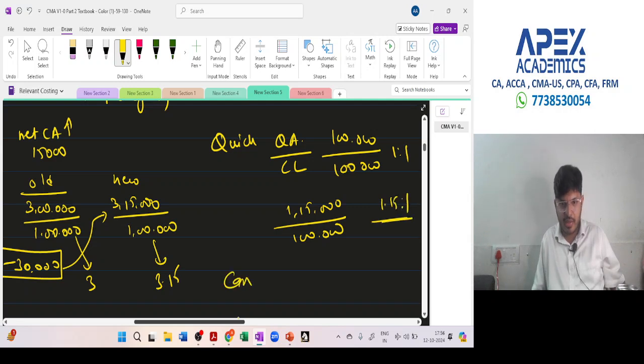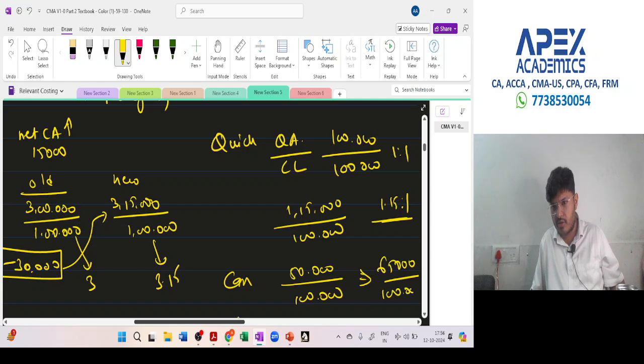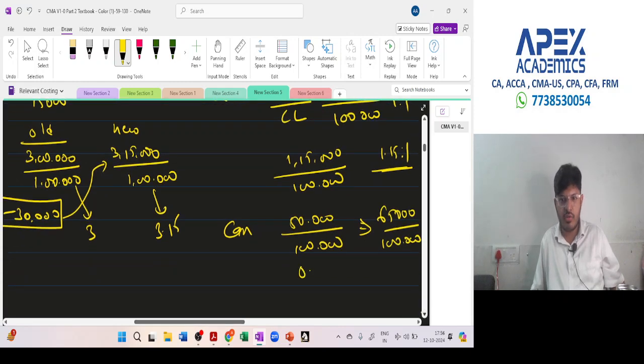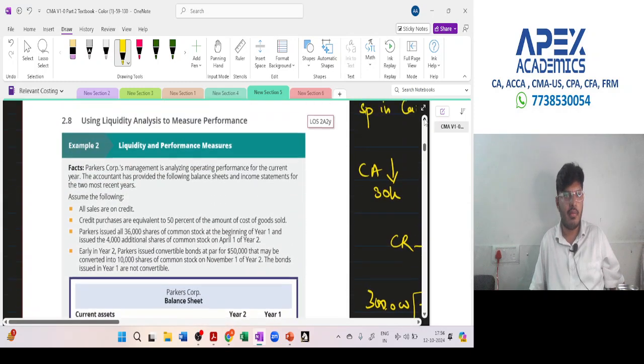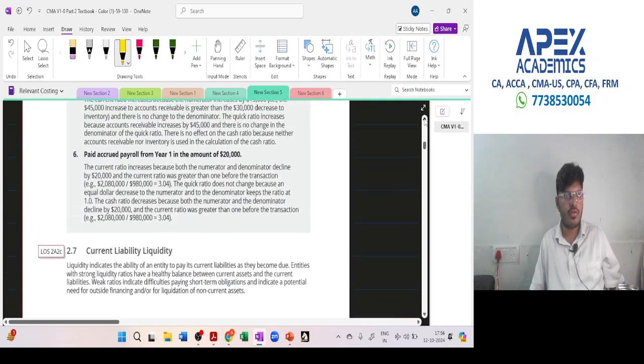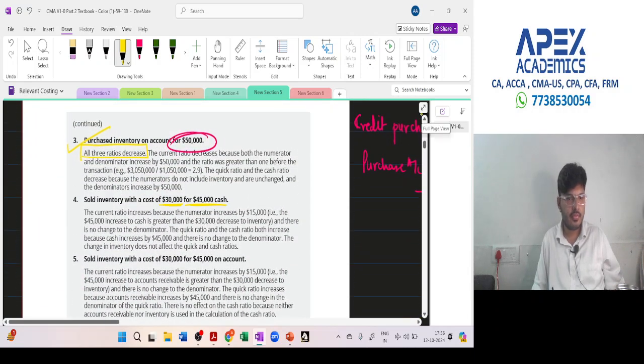Sir, in the case of my cash ratio, my old ratio was 50,000 upon 1 lakh. So now the new one will become 65,000 upon 1 lakh. Sir, my old ratio was 0.5. My new ratio is going to become 0.65. Sir, all three ratios are going to increase.